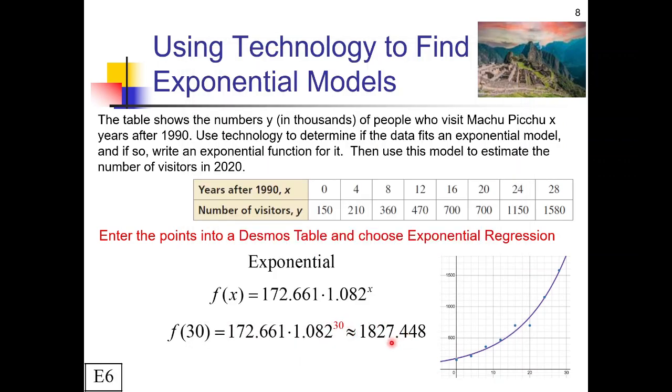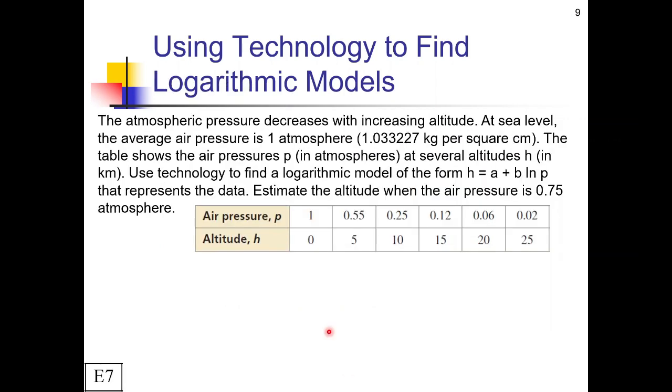So just in terms of what the real life model was, this y value was in thousands. So if I move this decimal 3 to the right, I see that in 2020 there were approximately 1,827,448 people. For our last problem, we got a little bit of reading to do here.